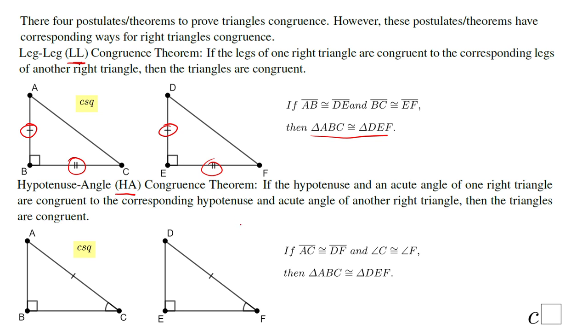We notice here we have AC congruent to DF. These are the hypotenuses of these 2 right triangles, and they are congruent. We also notice angle C and angle F are congruent; they are marked the same. So based on hypotenuse-angle, these 2 triangles, triangle ABC and triangle DEF, are congruent by the hypotenuse-angle congruence theorem.